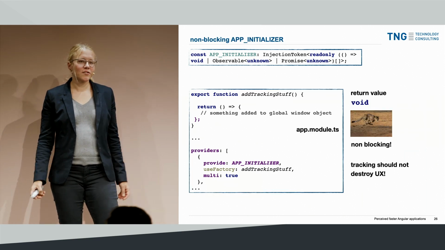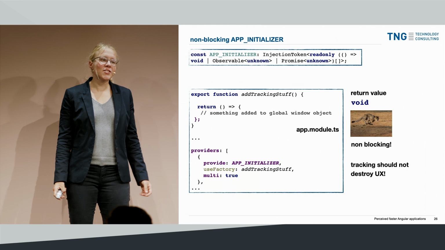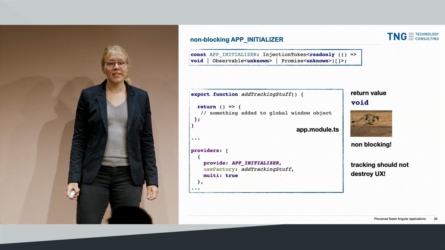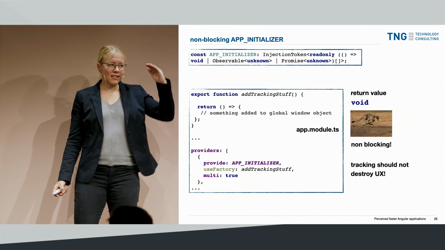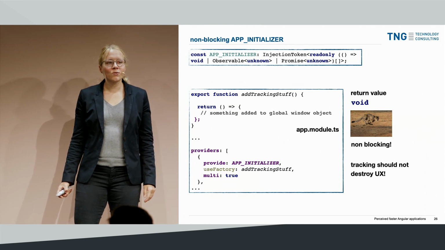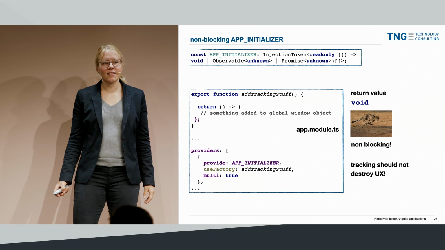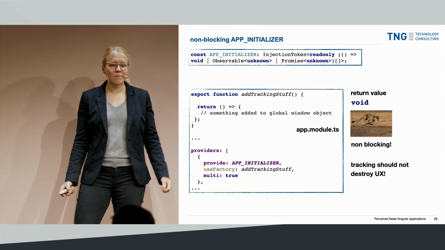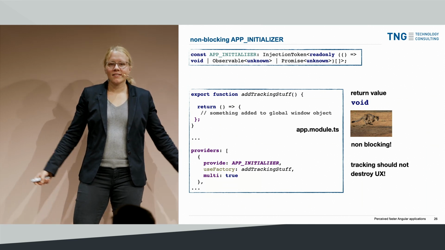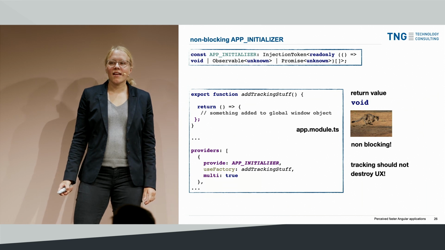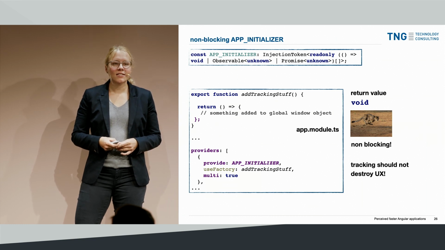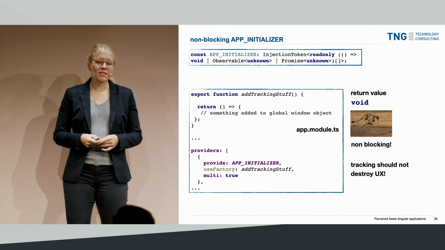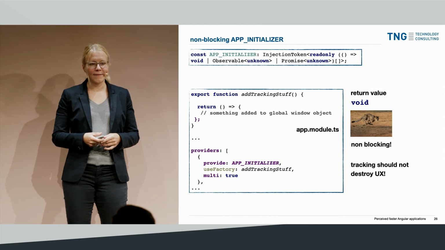And the alternative would be just to use the void return value. The void return value still allows us, in the sequence order, to do something very early in our code execution with this app initializer, but we can go on and bootstrap our application, create our app component, and render something, while the tracking is completed in the background because it's no longer blocking.